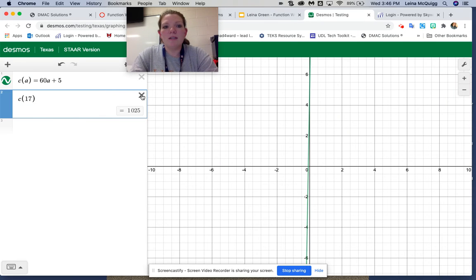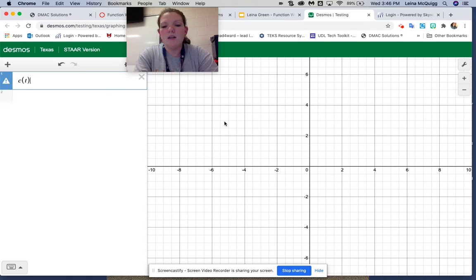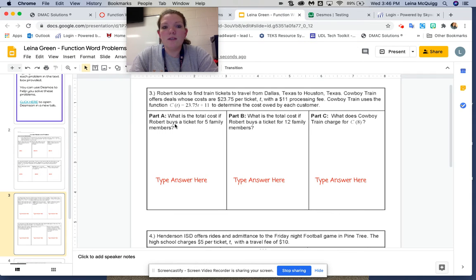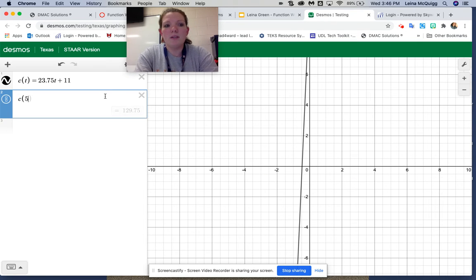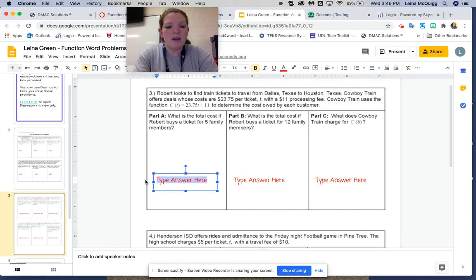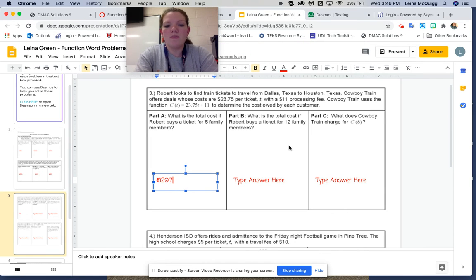So again, I'm going to come to Desmos. I'm going to clear this out. My function is C of T equals 23.75 T plus 11. The first question says, what is the total cost if Robert buys it for 5 family members? So over here, he's going to buy 5 tickets for 5 family members. It's going to cost him $129.75. So I'm going to write that in. 129.75.